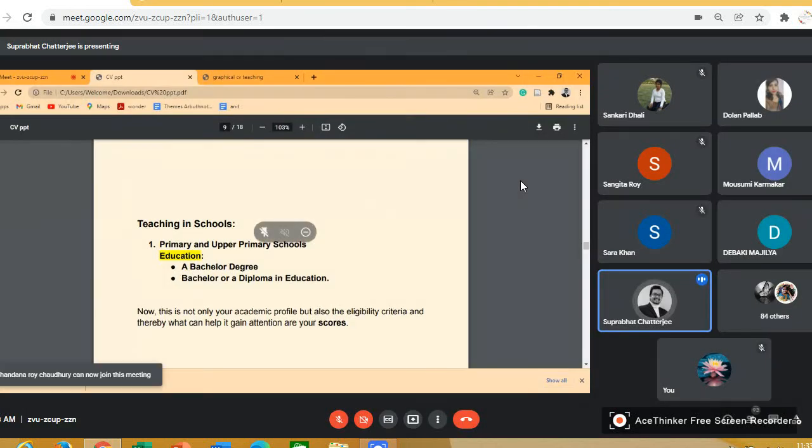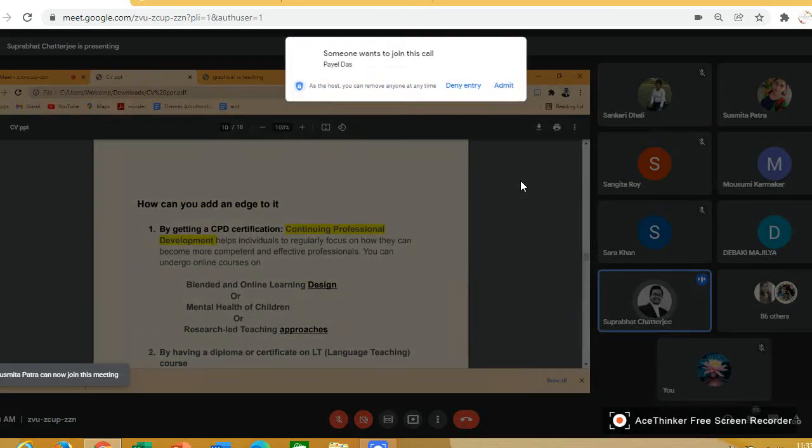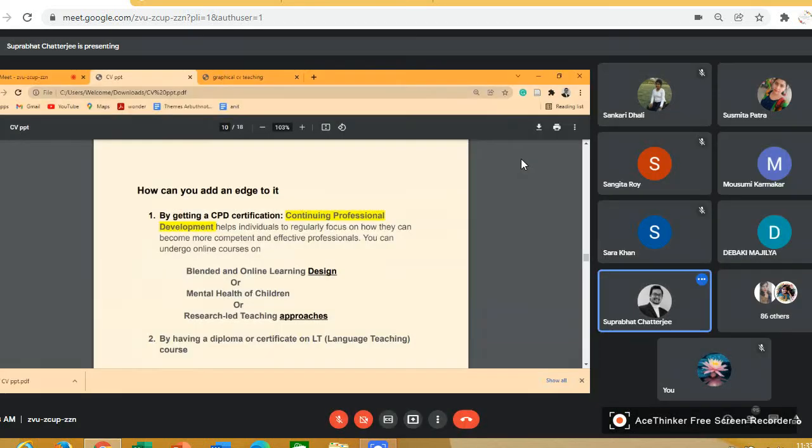The real game begins in the interview hall, but initially your score becomes important. Next, here are some ideas. How will you add an edge to it? These were the eligibility, তাই না? এগুলো তো সবার কাছেই থাকছে। All will have your graduation, all will have the other degree, the B.Ed or the D.El.Ed. So how are you more fitting for the position offered?